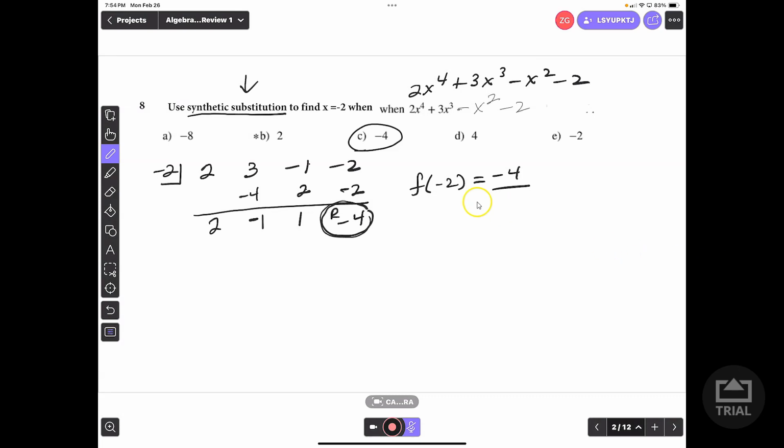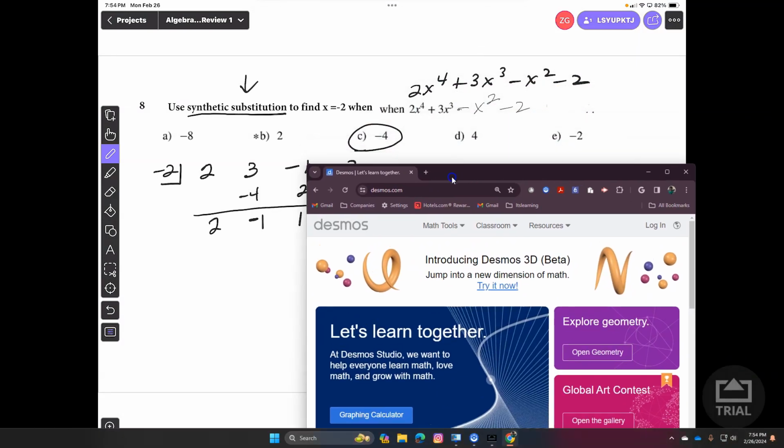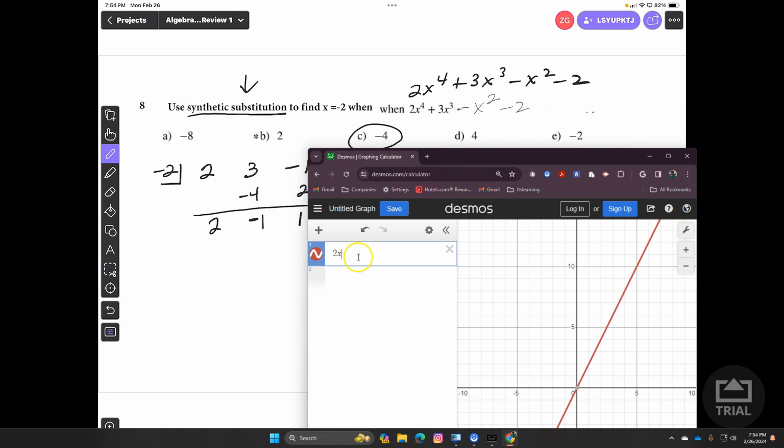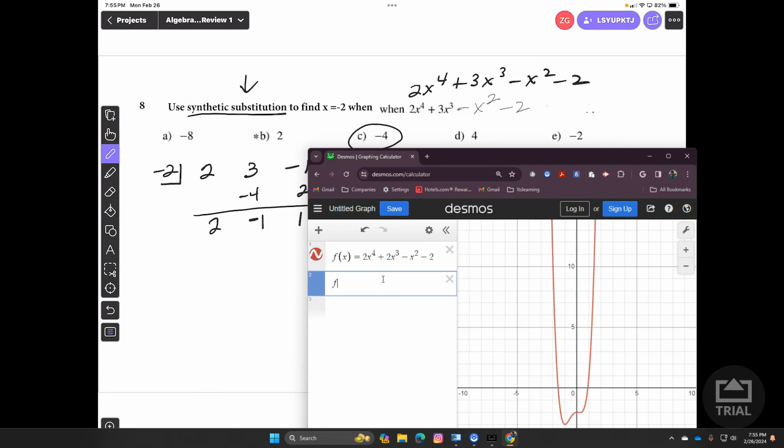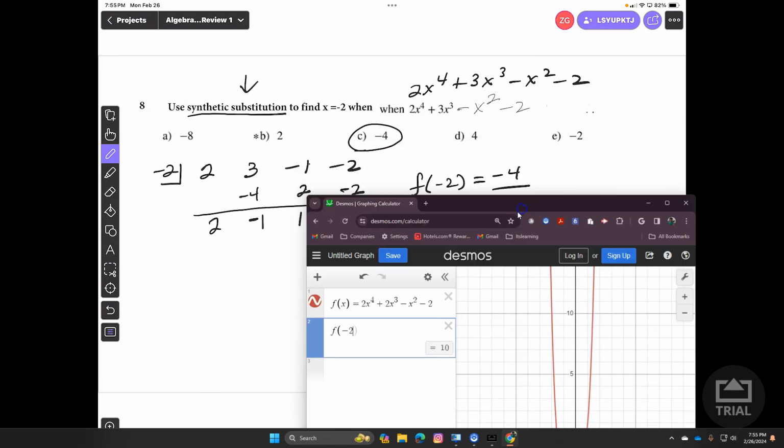And there is a way to check this. All you're doing is you're substituting in x with negative 2. So I'm going to go ahead and get Desmos out because you always want to check your work. So go to Desmos. And so you have 2x to the fourth plus 2x cubed minus x squared minus 2. And let's just say that's f of x, right? So one thing about Desmos, it understands function notation. So f of negative 2, it should be 10 unless I wrote something down wrong.